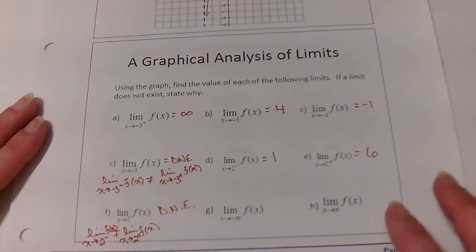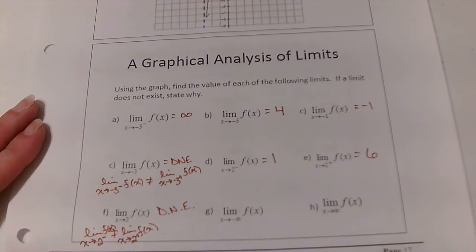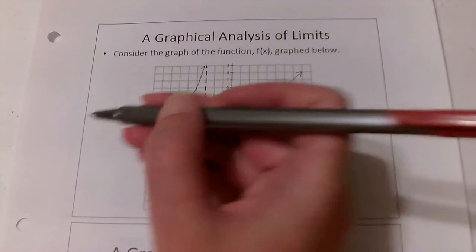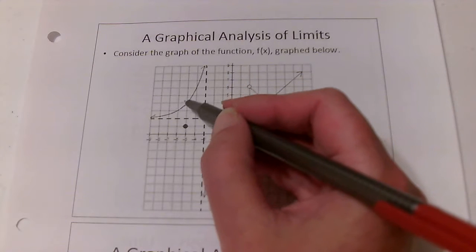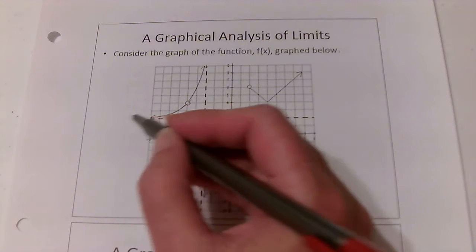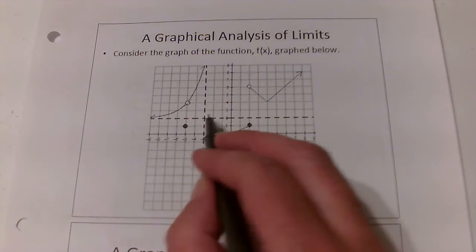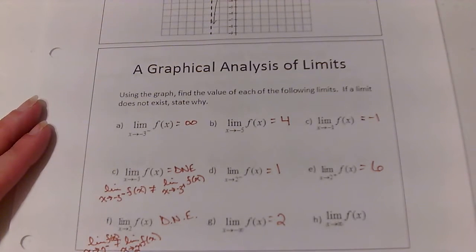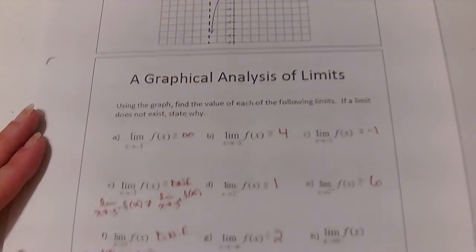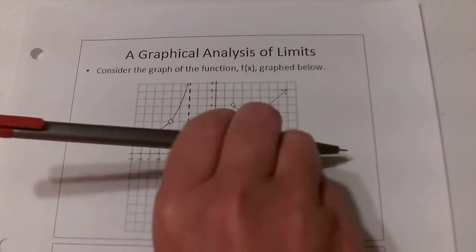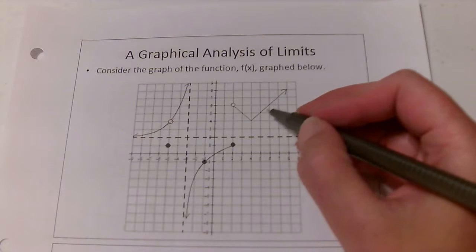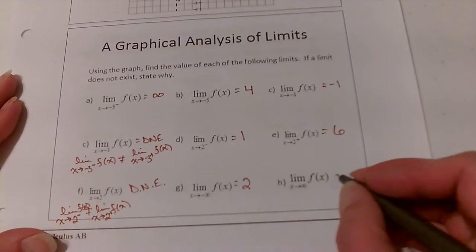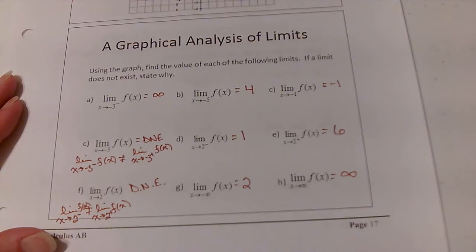As x approaches negative infinity, and then this one's as x approaches positive infinity. So x approaching negative infinity is going this way. What's the graph doing? The graph is kind of leveling off at a horizontal asymptote, which is at 2. The limit as x approaches positive infinity, so going that way, the graph is going up, up, up, up, up, up. It's going to keep going.